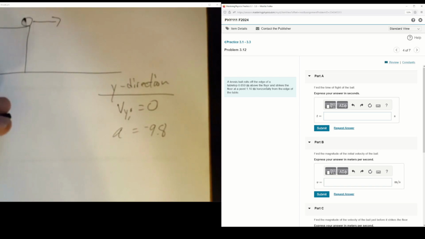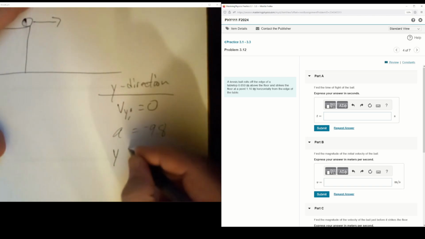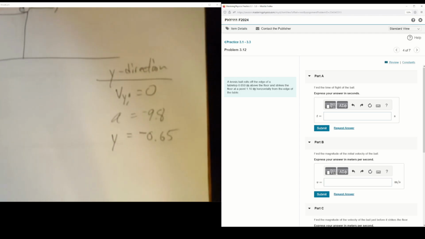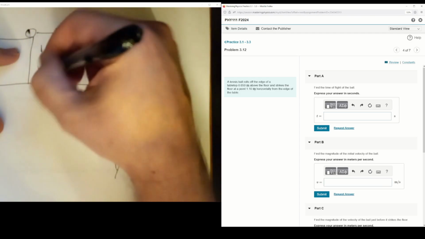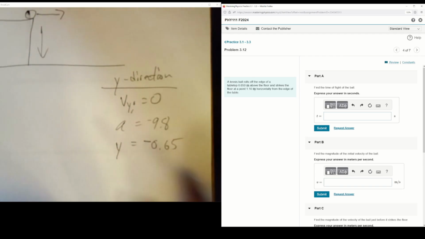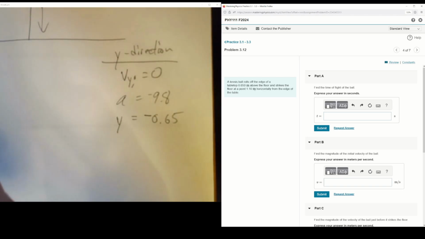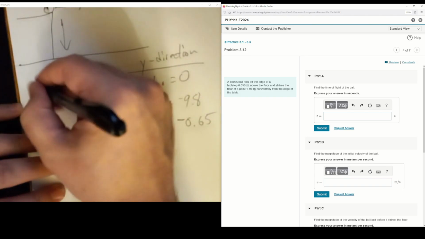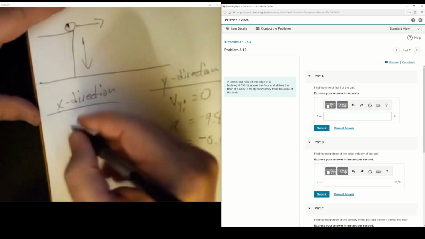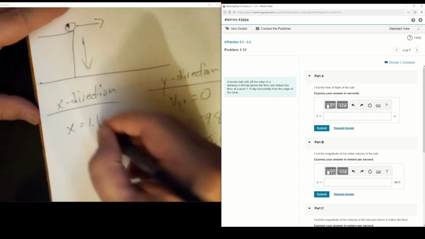If we look at the little blue part, we see the table is 0.65 meters high, which means the ball will fall minus 0.65 meters. That's how far the tennis ball will fall. It'll fall into the negative direction, which means it's going to displace a negative 0.65. And then it says it strikes the floor at a point 1.1 meters from the edge. So that's our x direction. So they're telling us x is 1.1.